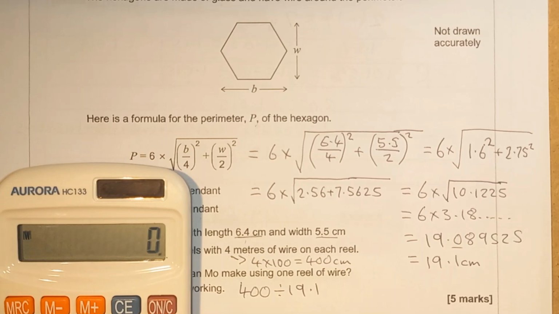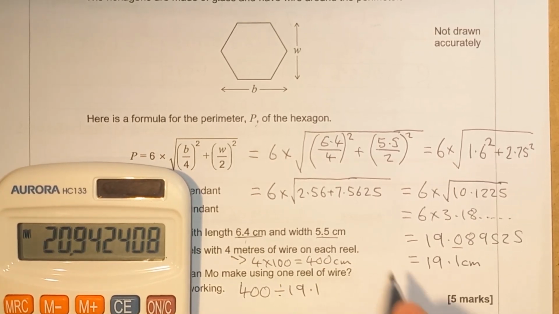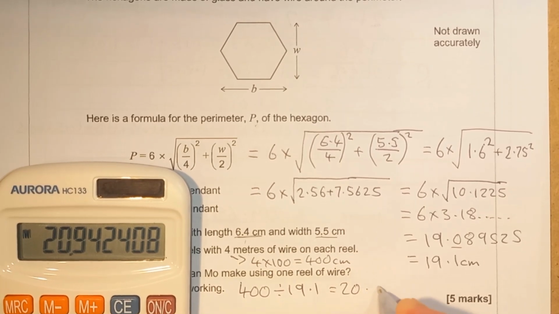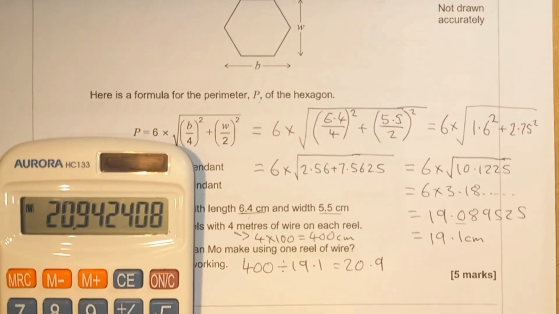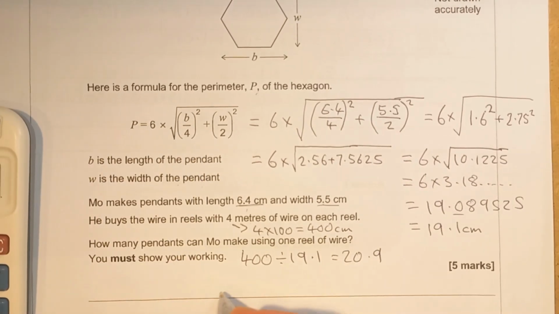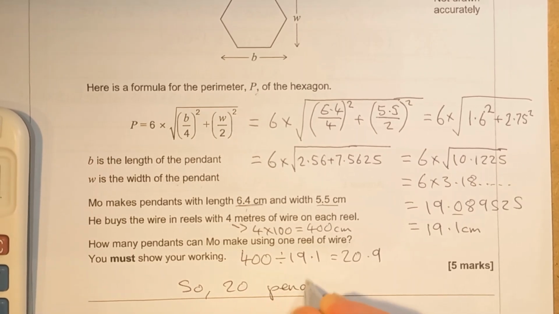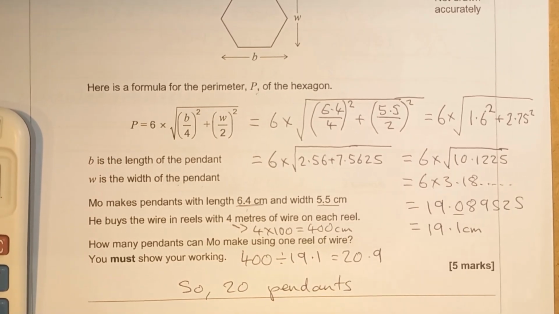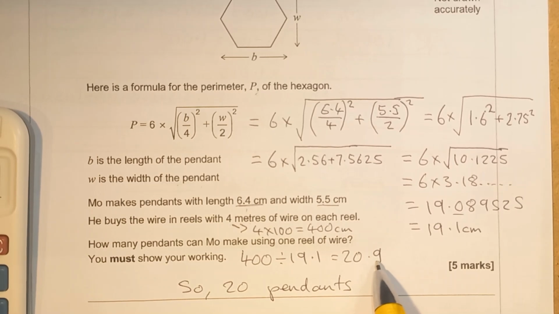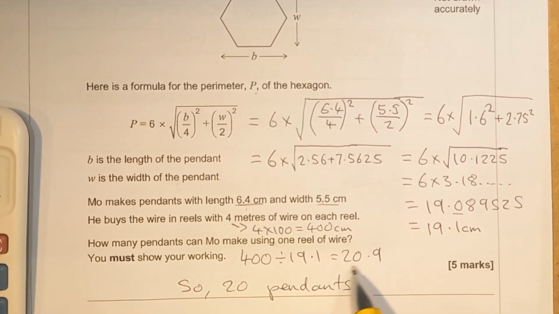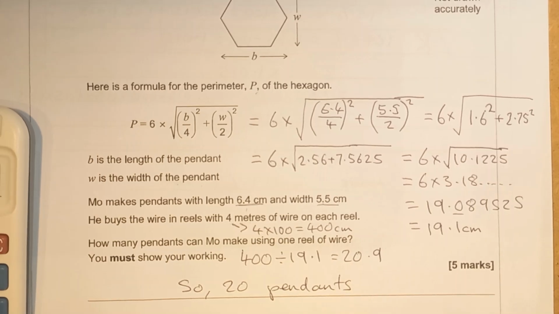Okay, so 400 divided by 19.1, and we get 20.9. But we can't have 0.9 of a pendant. So we can say 20 pendants. Yeah, nothing to do with rounding up. We can't just say, oh, it's closer to 21. We haven't got enough for 21, so we can only make 20 complete pendants.